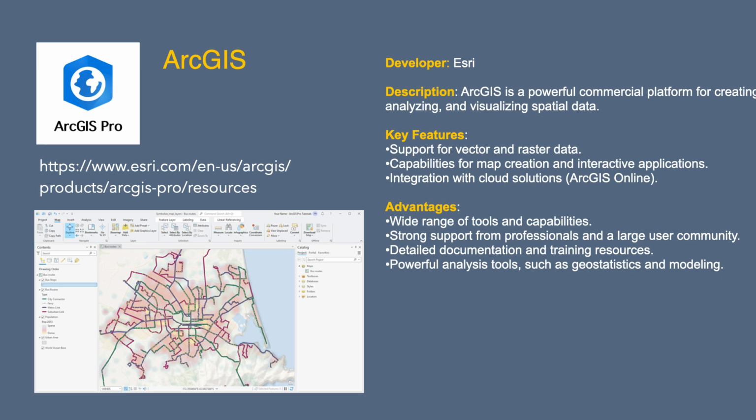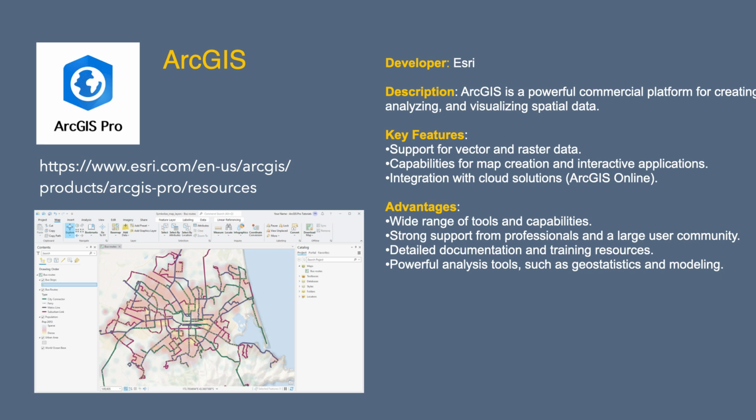Well, let's talk about the two most popular geographic information systems, ArcGIS and QGIS. Let's start with ArcGIS. ArcGIS is a powerful commercial platform for working with geographic information systems developed by Esri company. It provides tools for creating, analyzing, and visualizing spatial data. In the latest version of ArcGIS, new features have been added that make it easy for many users.